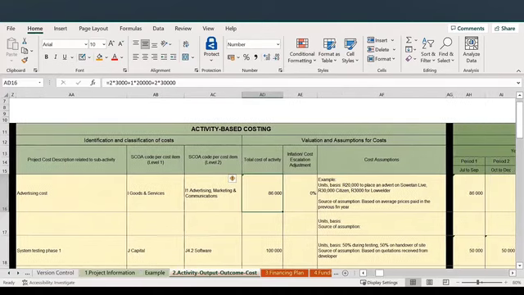And then if we're dealing with our assumptions, we want to see things based on what you've paid in the past, or if there's a quote that you've requested from the seller of the service.